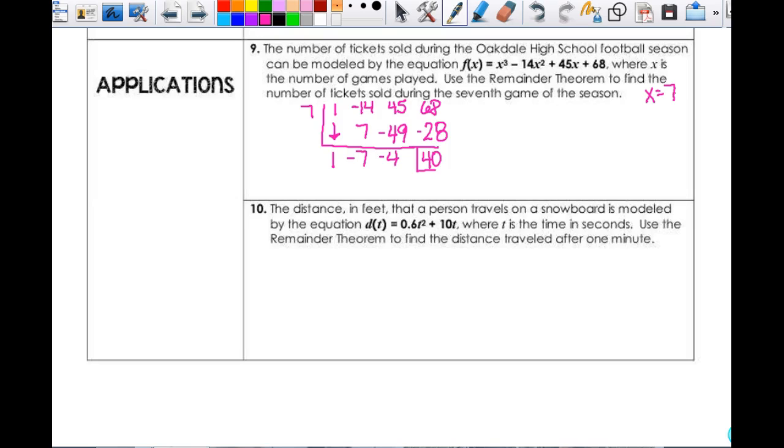Okay, now I do not answer this one by saying f of 7 equals 40 because nobody asked me for f of 7, right? I need to actually answer the question. The answer also isn't just 40 tickets, right? Because what about 40 tickets? It says the number of tickets sold during the 7th game. So I could say 40 tickets. Good. 40 tickets were sold during the 7th game.